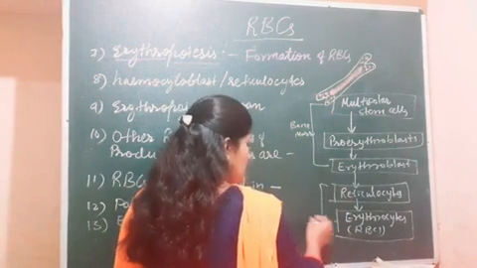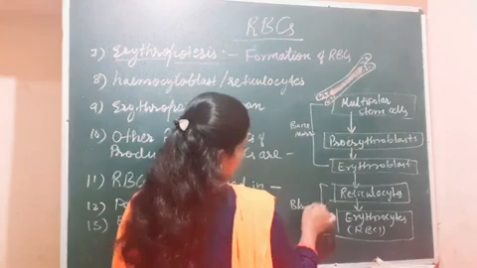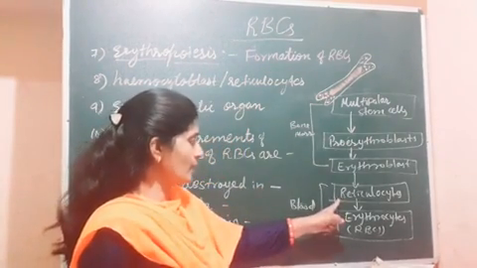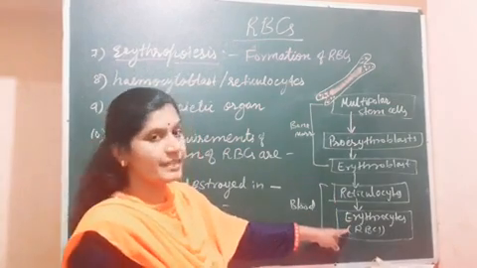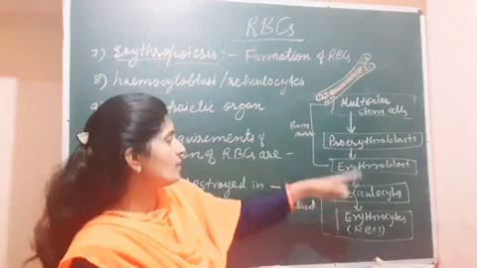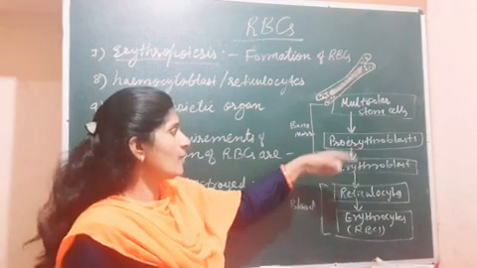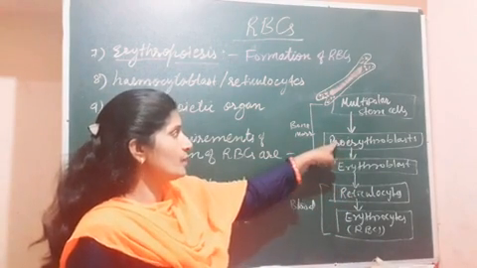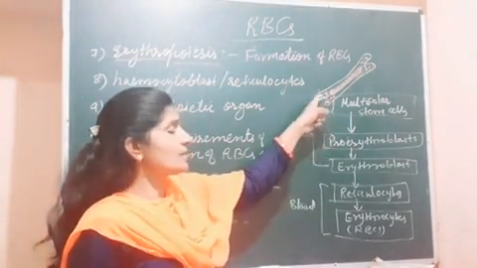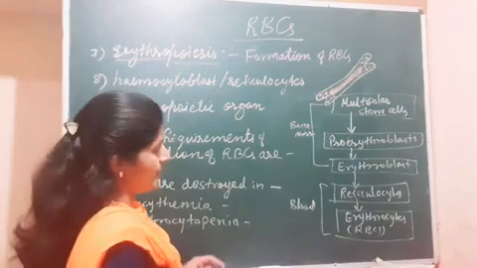And these two stages occur in the blood. In the blood, reticulocytes are there. Reticulocytes to erythrocytes are formed. RBCs are formed from reticulocytes. Reticulocytes are formed from erythroblasts. Erythroblasts are formed from proerythroblasts. Proerythroblasts are formed from the stem cells. Stem cells, where are those present? Those are present in the red bone marrow.